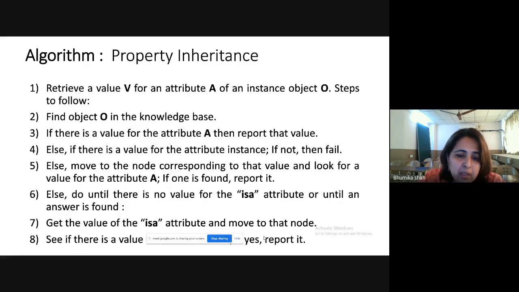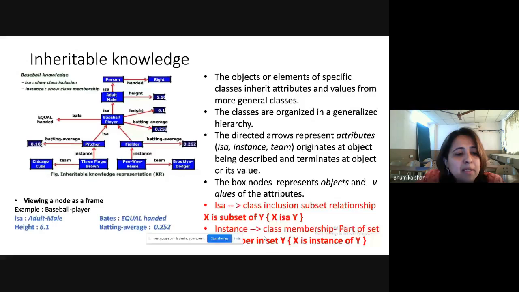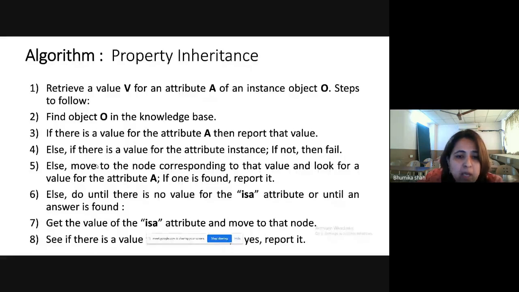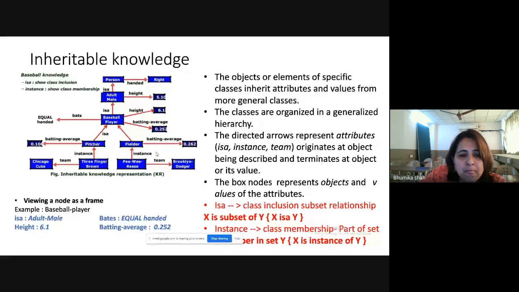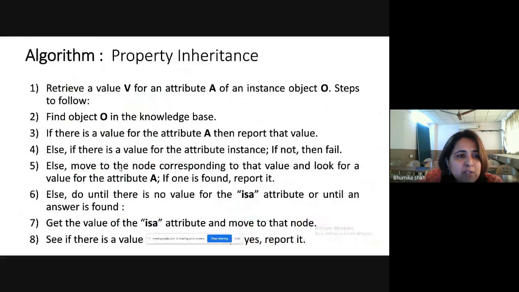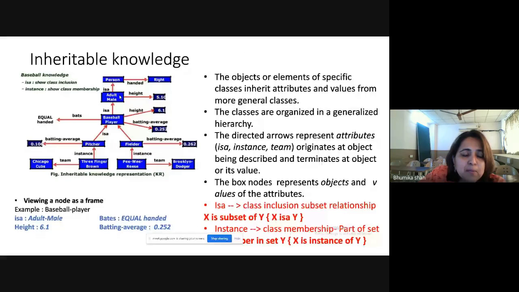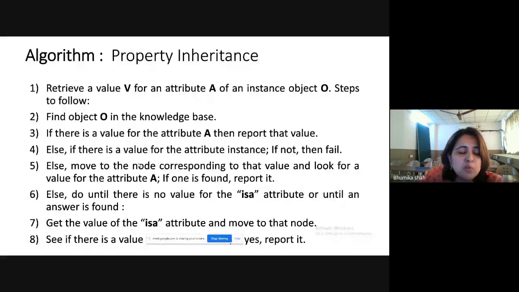So you need not cram this algorithm. Don't cram it. You can simply remember the examples we discussed. Like what is the team of Three Finger Brown? That is going to make your steps number 1, 2, and 3. Then what is the batting average for PVRs? Then it is going to make your steps number 1, 2, 3, 4, 5. Then if you ask what is the handed attribute of PVRs, then it is going to make your steps number 1, 2, 3, 4, 5, 6, 7, 8. Simple. So in that sequence, and it is not compulsory that you write the exact words. Whatever way you have understood the algorithm, you can write it that way.